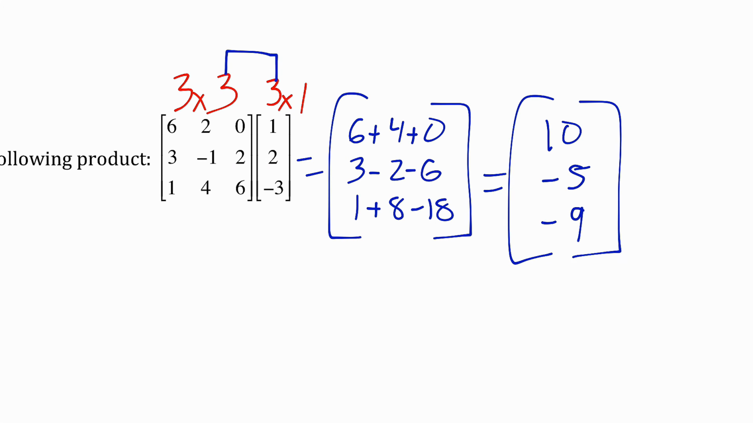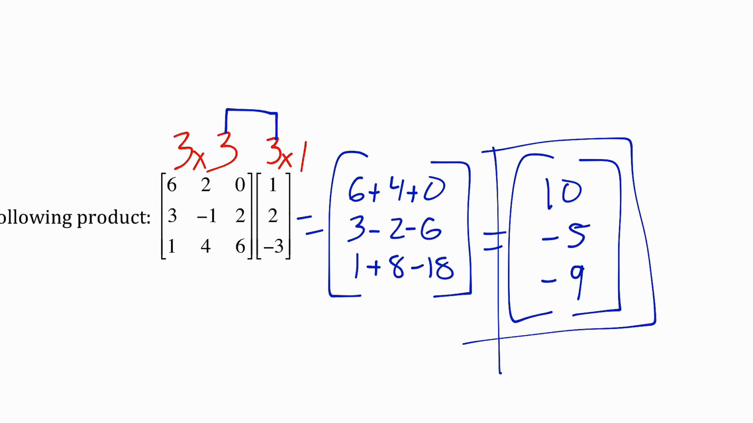So our final product is this new matrix that has 3 rows and 1 column. So it's 3 by 1. Again, hint, hint, that's where it comes from. 3 by 1, we got 10, negative 5, negative 9.